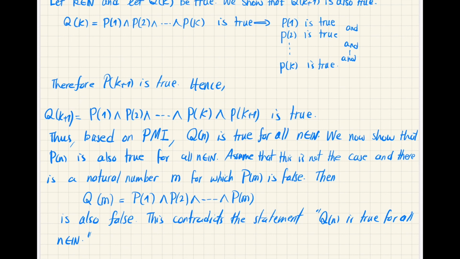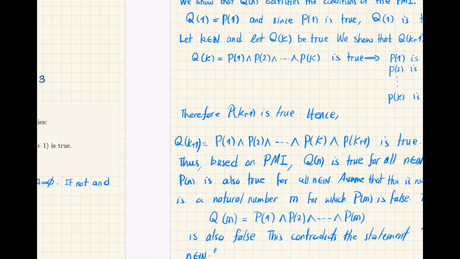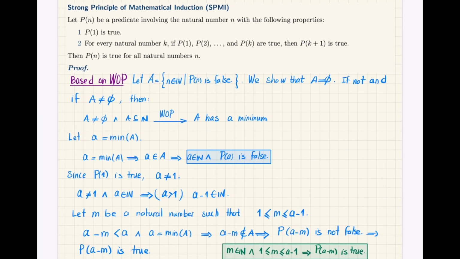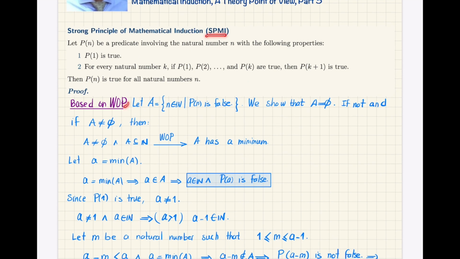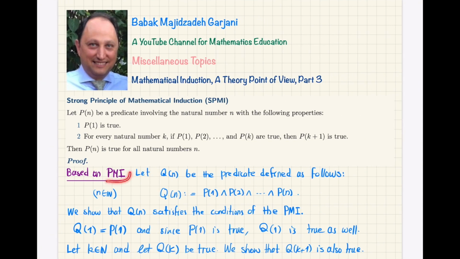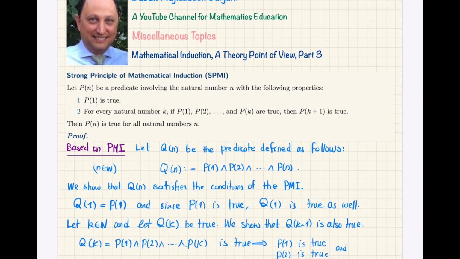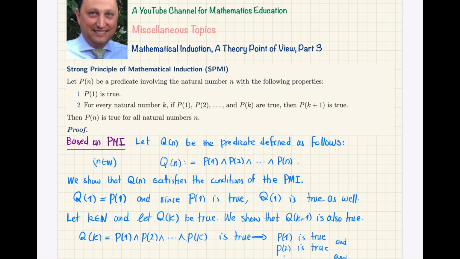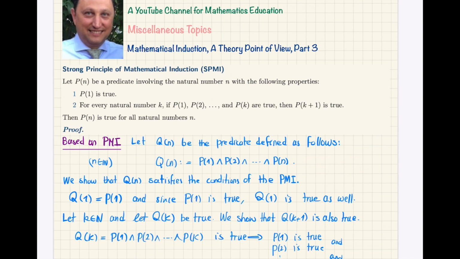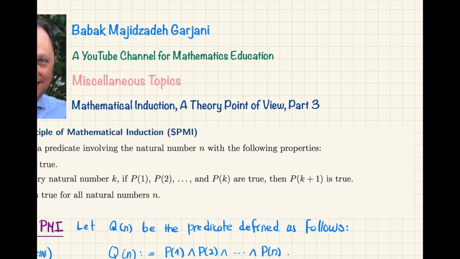Yes? Before finalizing this, let me just mention something. You remember, I proved the SPMI using WOP. So it means that WOP implies SPMI. Yes? Now here I use the principle of mathematical induction and prove the strong principle of mathematical induction. So what does it mean? It means that PMI also implies SPMI. Okay, let me talk a little bit about this here. So that is not surprising.